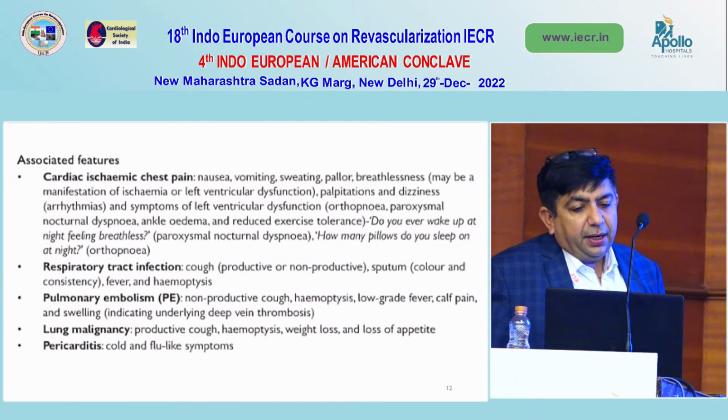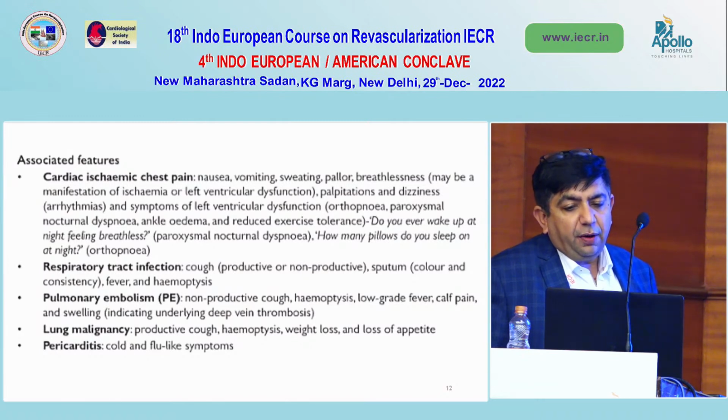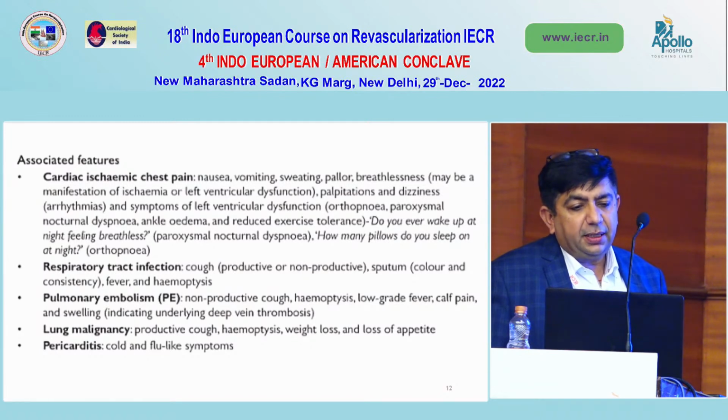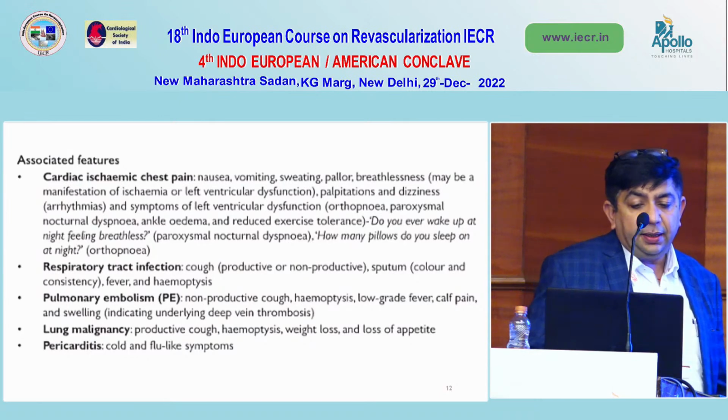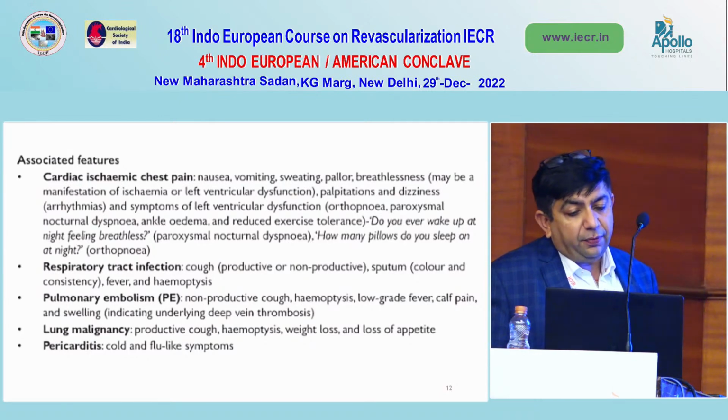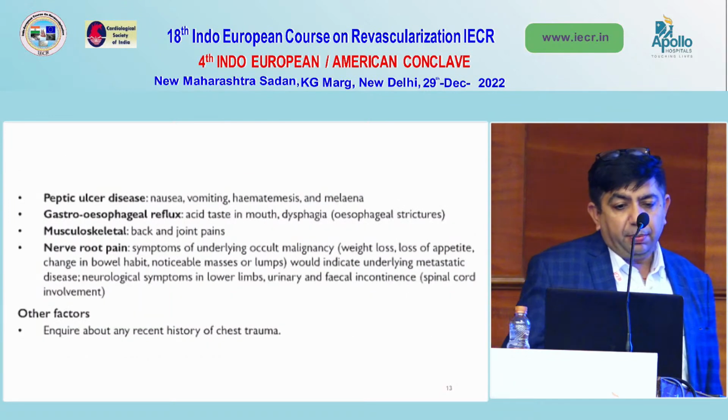Associated features: cardiac ischemic chest pain has nausea, vomiting, sweating, pallor and breathlessness, which may be manifestations of ischemia. Respiratory tract infection has cough, productive or non-productive sputum, fever, hemoptysis. Pulmonary embolism has non-productive cough, hemoptysis, calf pain, history of immobilization, history of trauma, and any swelling in the calf. Lung malignancy has productive cough and hemoptysis. Pericarditis has cold or flu-like symptoms.